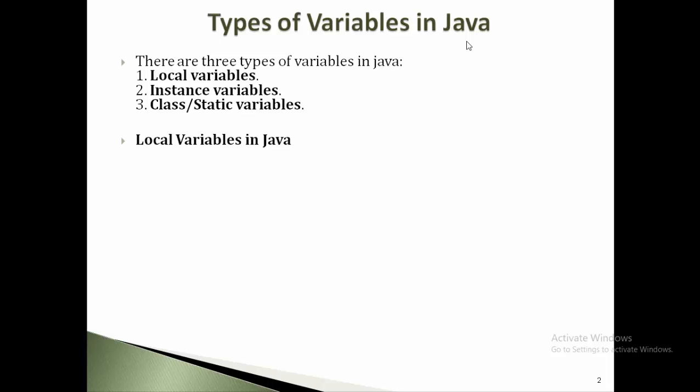But let us see the difference between local variables, instance variables, and class or static variables in the Java programming language. The first one is local variables in Java. In this case, the variables which are declared inside the method body or functions, those are called local variables.